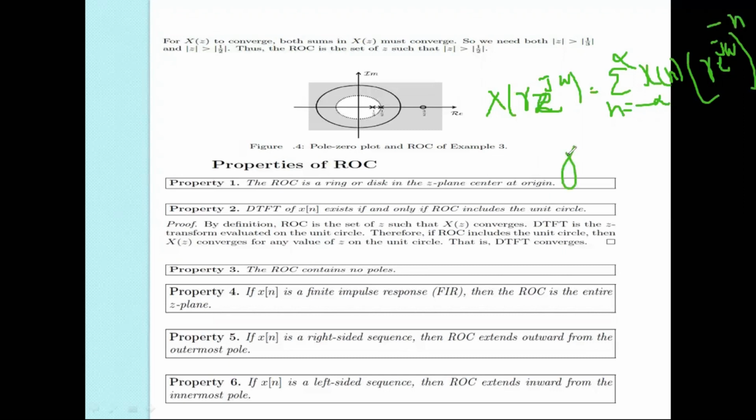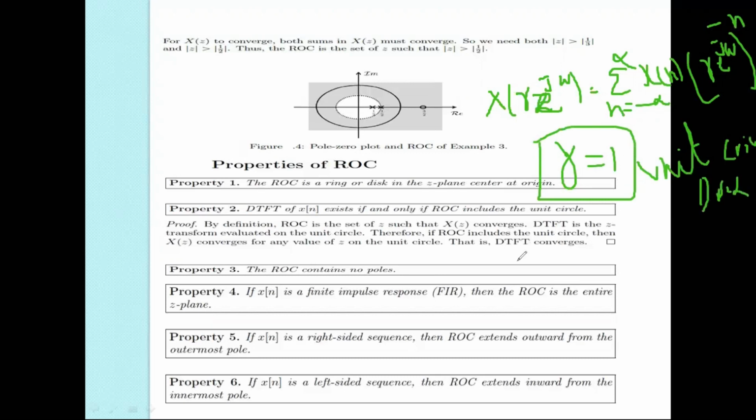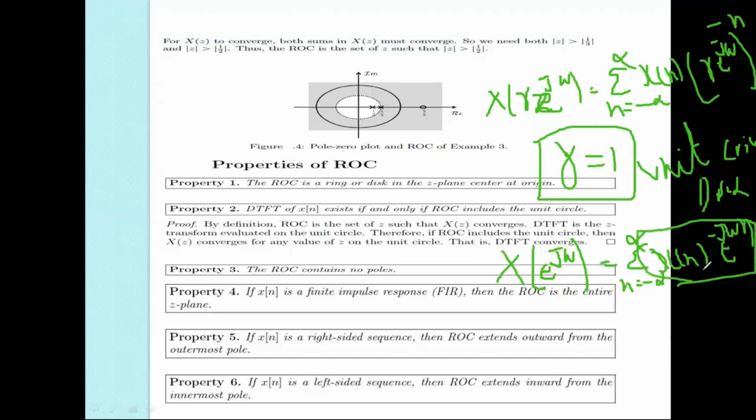When r is equal to 1, it is nothing but the unit circle, or we can call it a disk also. Then X(e^{jω}) is the sum of n from minus infinity to infinity of x[n] e^{-jωn}, which is the definition of the Fourier transformation for a discrete function. So we can call it the discrete time Fourier transformation, evaluated on the unit circle.